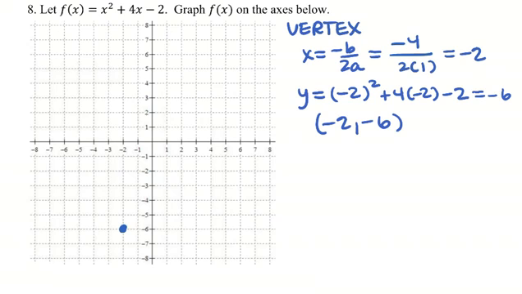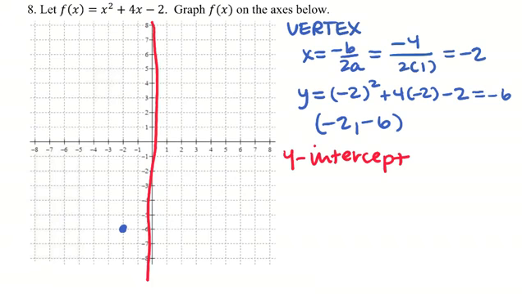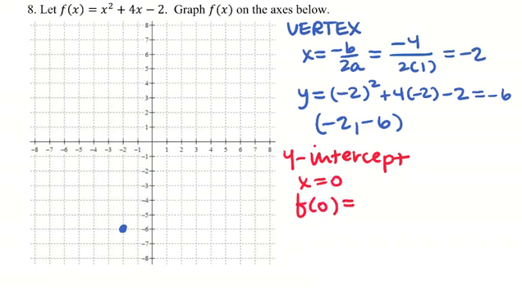The y-intercept is f of 0. That's right. It's somewhere along this line where x equals 0. Wherever it is, it will have x coordinate 0. So x equals 0, f of 0. We're just going to plug in 0 wherever we see x.